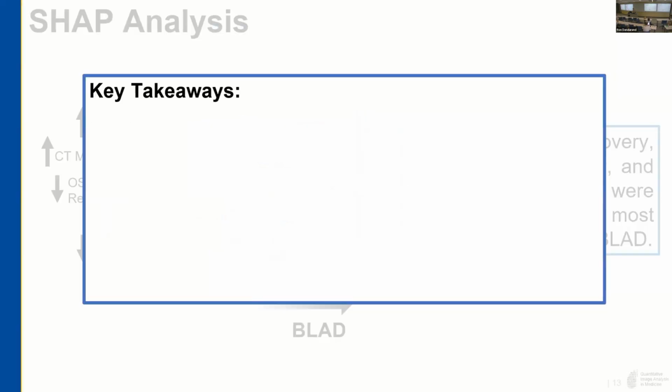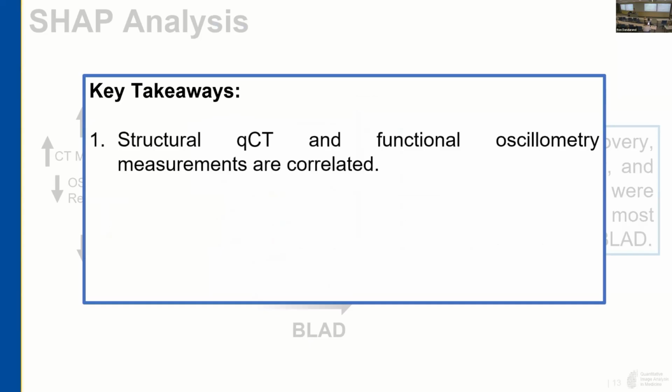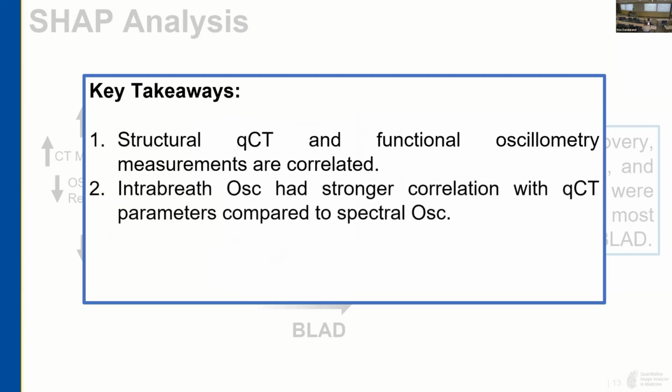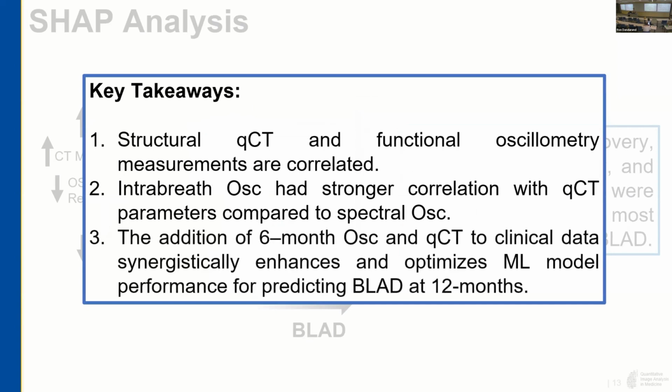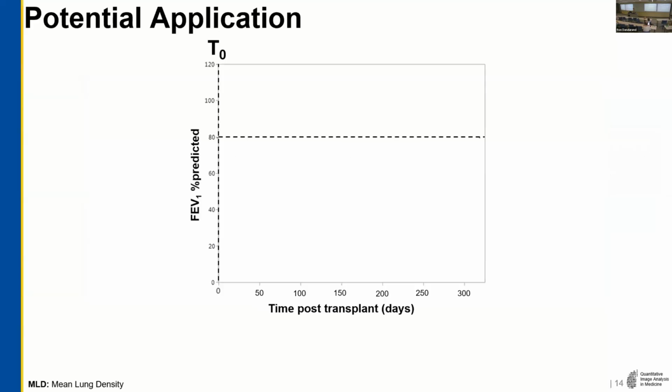Key takeaways from the presentation. There were correlations between our structural QCT and functional oscillometry measurements. Intra-breath oscillometry showed stronger correlations than spectral oscillometry. And finally, to no one's surprise, when you incorporate all the possible patient information from structure, function, and clinical data, we see a synergistic enhancement between the feature sets for performance to predict the lung transplant patients that will develop blood at 12 months. So for you clinicians, how would you potentially apply such a machine learning model in clinic?